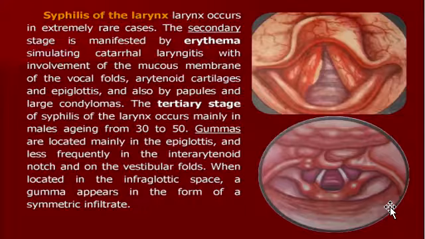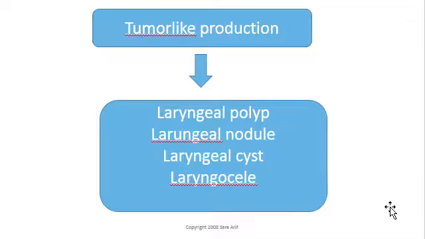The tertiary stage of syphilis of the larynx occurs mainly in males aged from 30 to 50. Gummas are located mainly in the epiglottis and less frequently in the interarytenoid notch and on the vestibular fold. When located in the infraglottic space, a gumma appears in the form of a symmetric infiltrate.